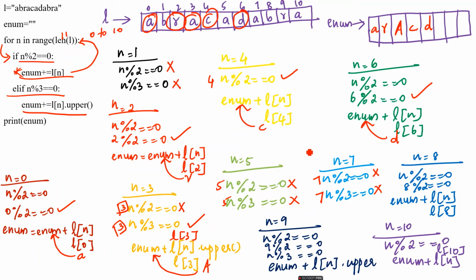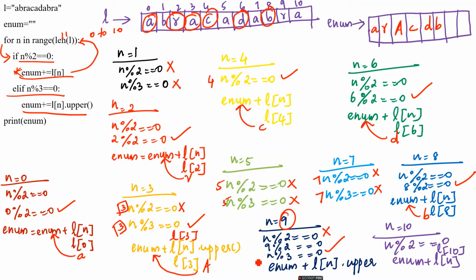Now the next value from the range function will be 8. When 8 is divided by 2, the remainder is 0. So we have to join L of n, that is L of 8, that is B, to the string enum. Not an empty string now, characters are there. Now next value from the range function will be 9. 9 mod 2 equal to 0, condition false. 9 mod 3 equal to 0, condition true.